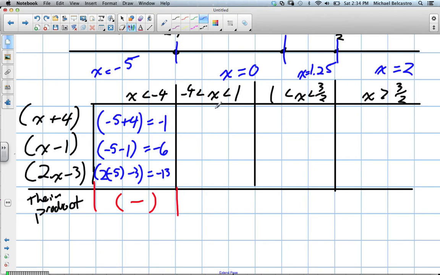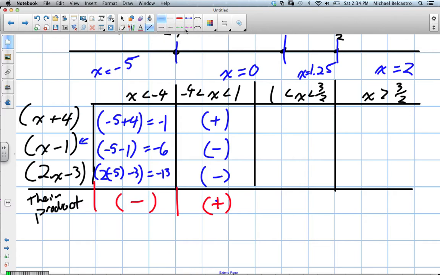So let's try the next one. When x is 0, I plug 0 in there, I get a positive number. Okay. If I plug 0 into this middle one, I get a negative number. And I plug 0 into the last one, I get a negative number again. When I multiply these, positive times a negative is a negative. Negative times a negative is a positive. Okay, I got a positive term. Blue again.